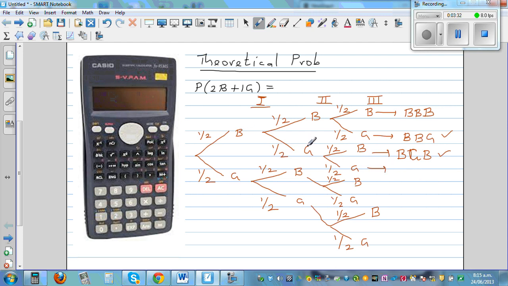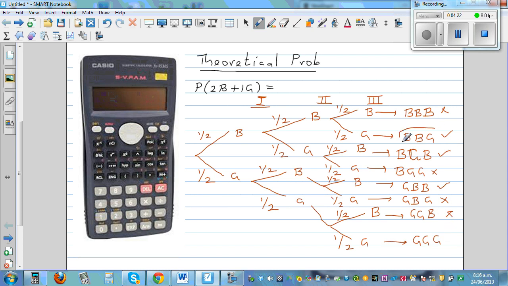So this is boy, girl, and if you go backwards, this is girl, girl, boy. Let me write this as BGG. We don't want this. Now we come to girl, boy, boy. So this is GBB, and this is also an outcome that I want. Then I've got girl, boy, girl, which is something I don't want. This is GGB, which I also don't want. And this is finally GGG, girl, girl, girl. So these are the ones I want.